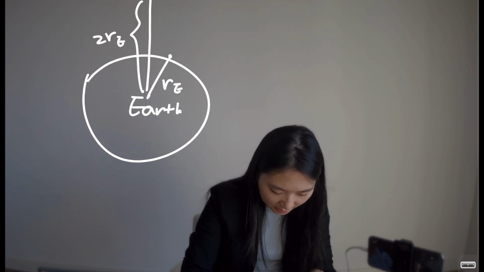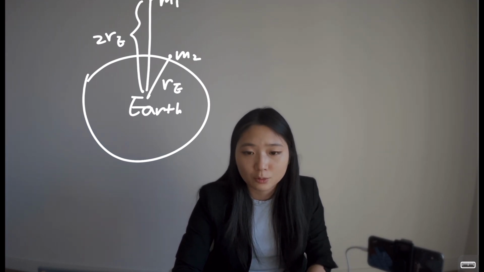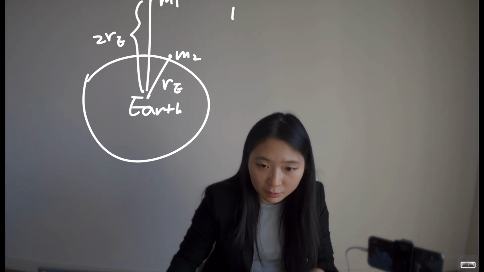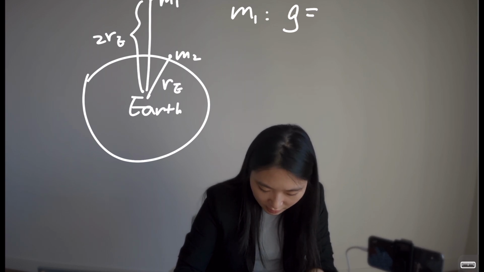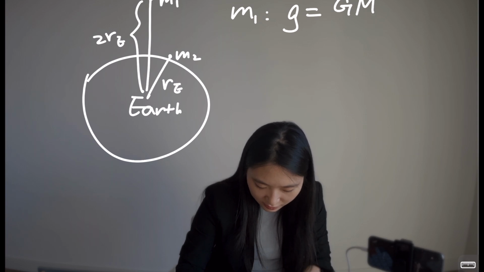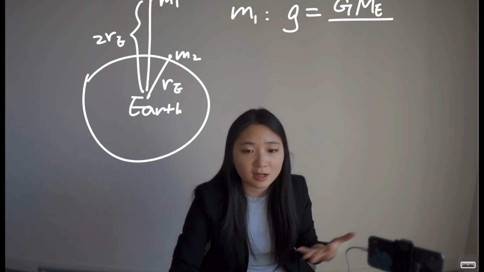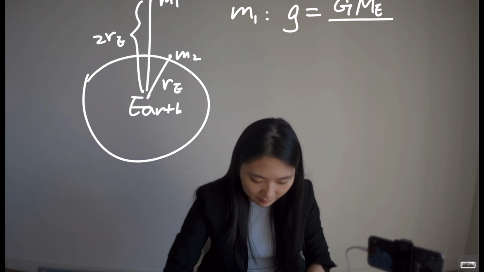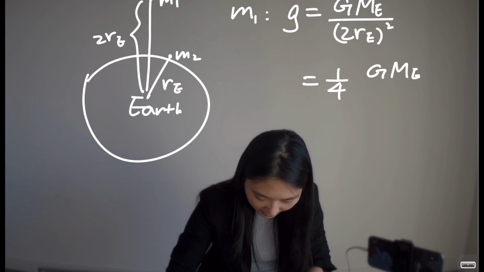And I'm just going to call this object M1, and here we have M2. Okay, then what is the gravitational field experienced by object M1? For M1, the gravitational field would be equal to G times the mass of the Earth divided by the radius squared, but here the radius does not refer to the radius of the Earth. It refers to the distance between the object and the center of the mass, which is twice the radius of the Earth. So that will be 1/4 of GME divided by RE squared.